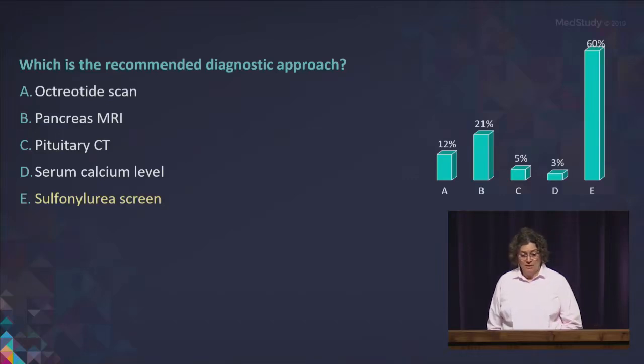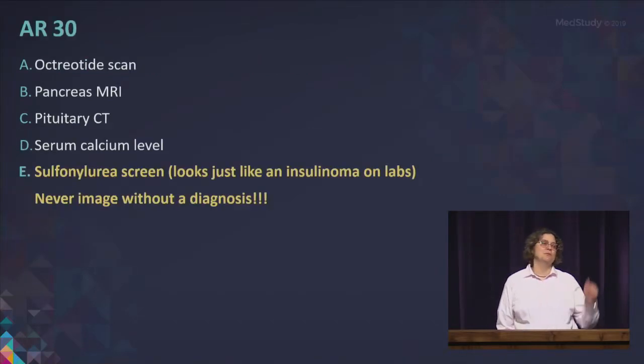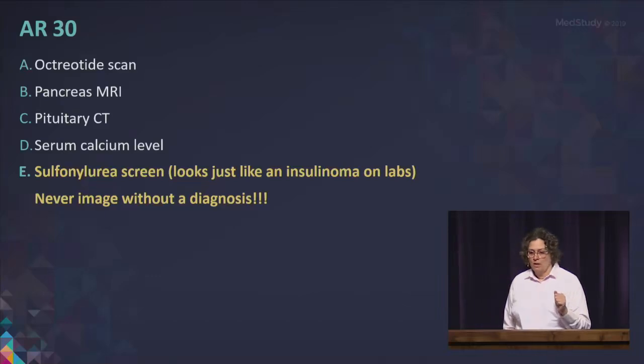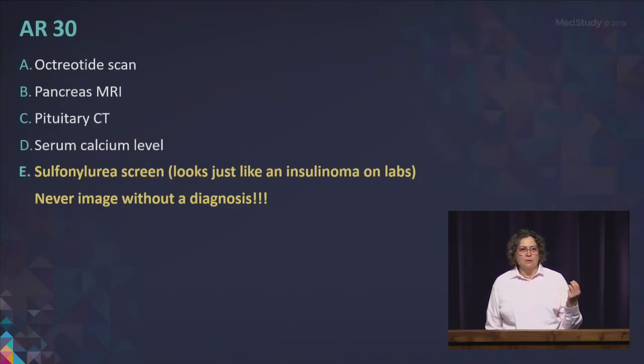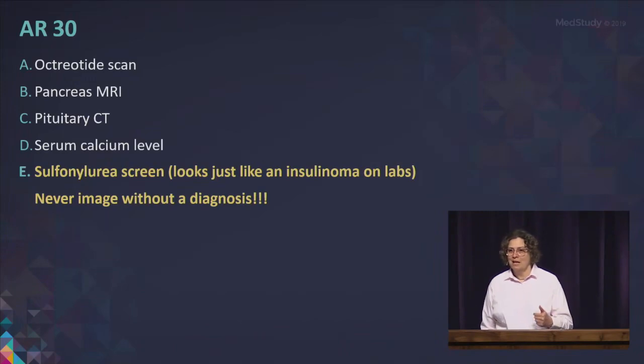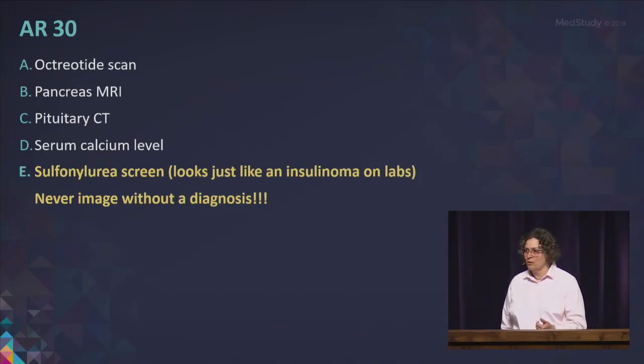E, sulfonylurea screen is the right answer. Never image without diagnosis. We are endocrinologists. We don't want to know what imaging shows unless we have a diagnosis, okay? Because the imaging is just going to show us stuff that we have to deal with. And so we only want to image once we have a diagnosis. And remember that you cannot tell the difference between an insulinoma or sulfonylurea-induced hypoglycemia without a sulfonylurea screen, because they are both endogenous insulin production, okay?